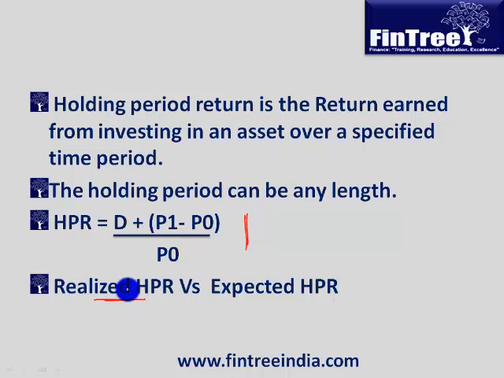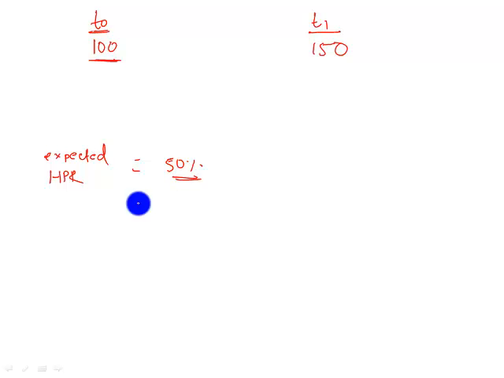Now realized HPR means what you've actually earned, and expected means what you expect to earn for a given time period. Let's do an example for this. A stock price is 100 at time 0. At the end of time 1, it has become 150. Find out what is the holding period return expected. It is 50%. So holding period return is 50%.